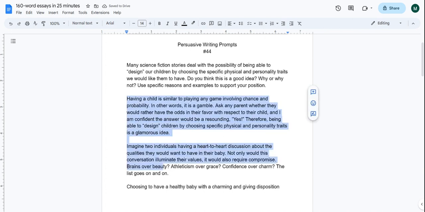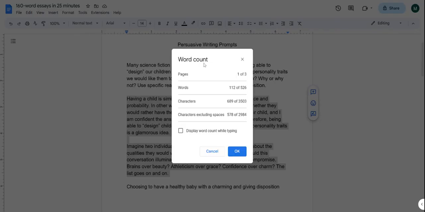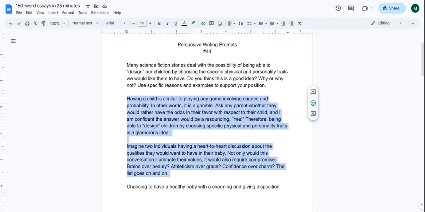So I'm going to pause here, writers, and just check my word count. I am at 112 words, 6 minutes remaining. Imagine two individuals having a heart to heart discussion about the qualities they would want to have in their baby. Not only would this conversation illuminate their values, it would also require compromise. Brains over beauty, athleticism over grace, confidence over charm. The list goes on and on.